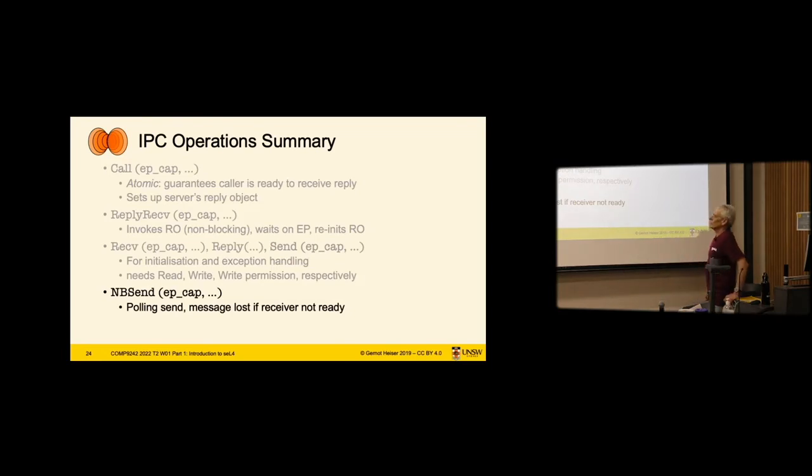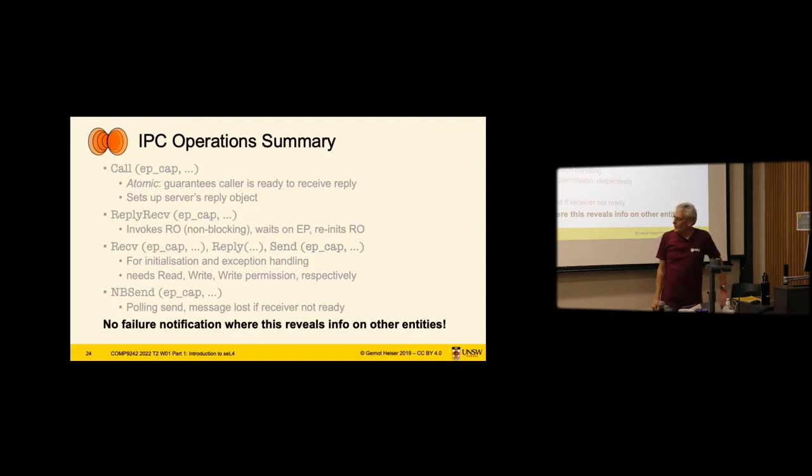And there's a non-blocking send, which, again, on its own, you should have no reason to use. Important, and this is part of this design for security, and in particular, reasoning about information flow in the system. Any point where an operation or a return code would reveal something that's not authorized explicitly by a capability, you get no information back.